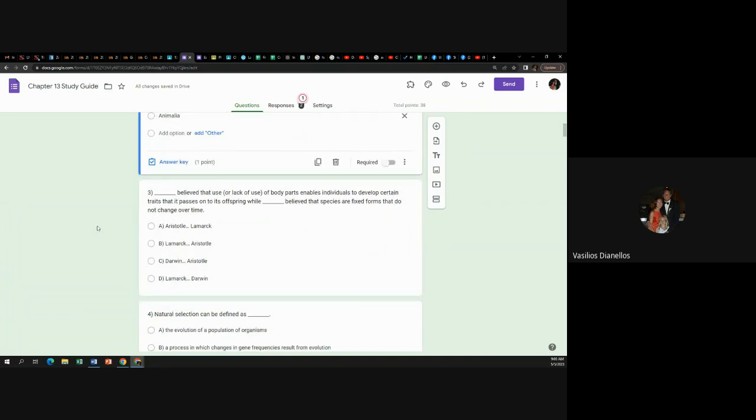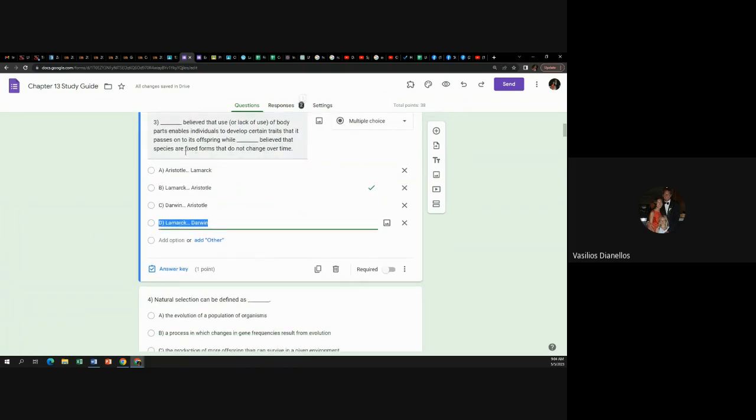All right. Blank believed that the use or lack of use of body parts enabled individuals to develop certain traits that it passed along to its offspring, while blank believed that these species are fixed forms. I probably won't ask this because, like I said, when I brought it up, this isn't a history class, but the answer, Lamarck, is the one that believed if you used it or didn't use it, that would make a difference. Sort of like he believed that giraffes have long necks because they've been stretching their necks for generations. But Aristotle believed that species are fixed and they don't change over time. But again, that one probably won't be on the exam. Any questions about that one?